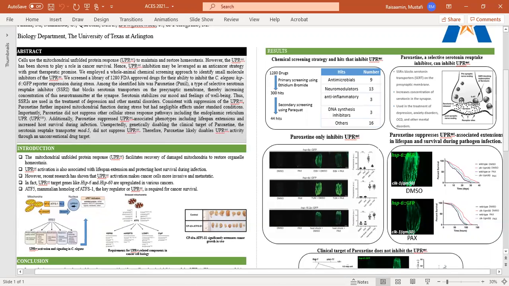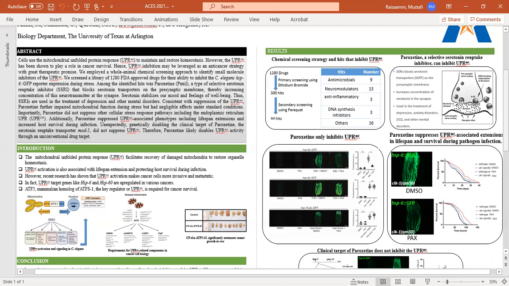However, recent research has shown that mito-UPR activation makes cancer cells more invasive and metastatic. In fact, mitochondrial target genes like HSP6 and HSP16, which are mitochondrial chaperones, are upregulated in various cancers. ATF5, a mammalian homolog of ATFS1, the key regulator of mito-UPR, is required for cancer survival. Based on these results, we decided to do a chemical screen to look for inhibitors of mito-UPR.